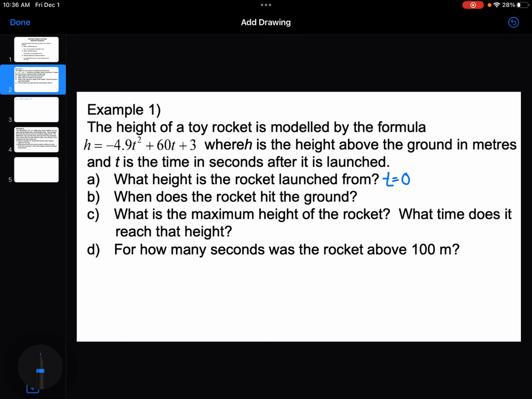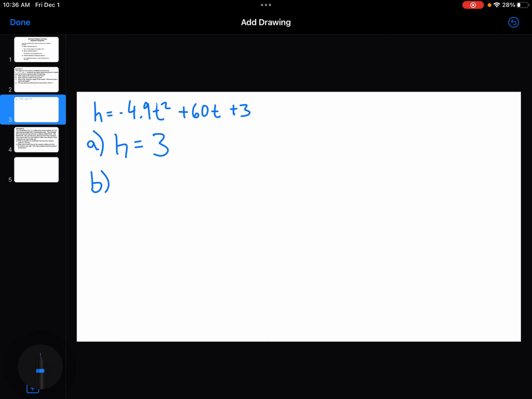Okay, the second question says, when does the rocket hit the ground? Well, the rocket hits the ground when h equals 0, because the height equals 0. So what we need to do is make h equals 0, and then work through the quadratic formula. Because we have a decimal at the start, we probably can't factor it. Some of the times you can, but for the most part, if there's a decimal at the start, you're just going to go right into the quadratic formula.